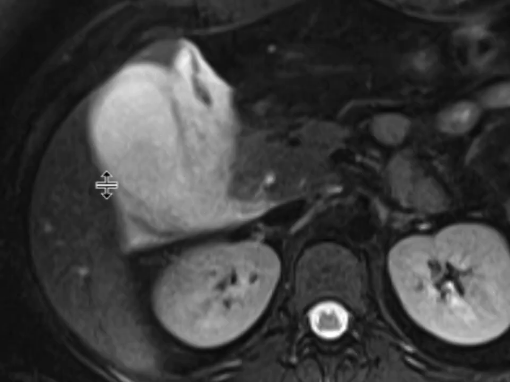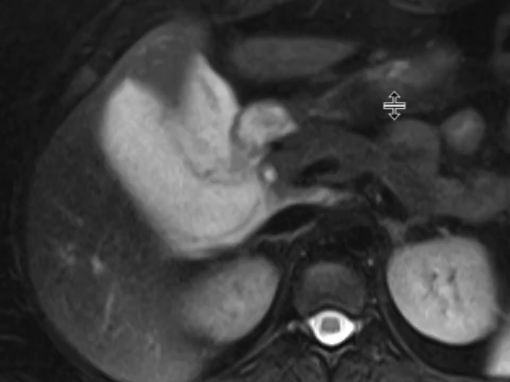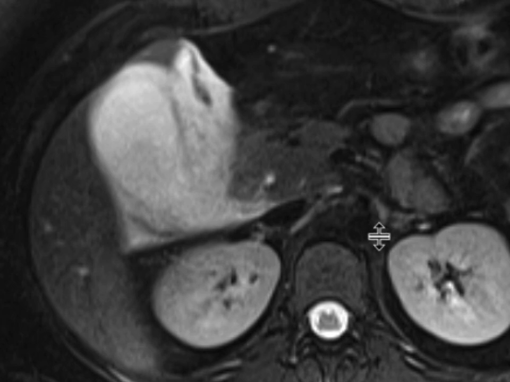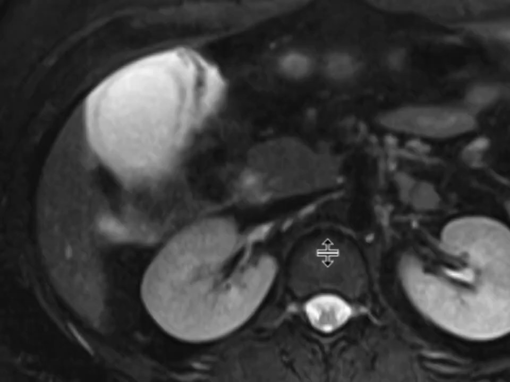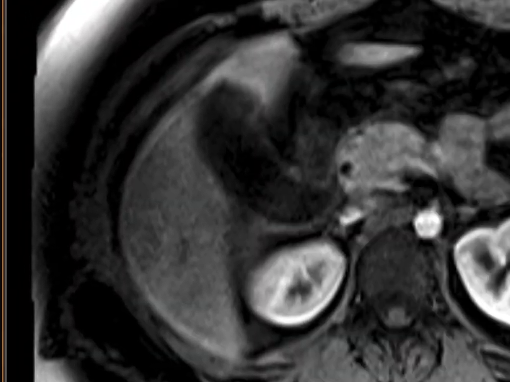Look at the gallbladder wall edema that's there, all this bright T2 signal. But surrounding the gallbladder as well, there's all this pericholecystic fluid and inflammatory change. So this really looks like an inflamed gallbladder, which is compatible with acute cholecystitis.